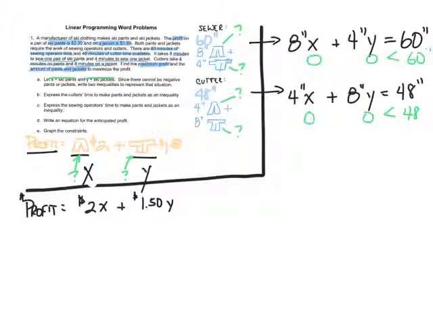In other words, there are 60 minutes of sewing time available. So I can change this a little bit to be also equal to. So the number of pants cut and the number of jackets will be less than or equal to 48 minutes. So I've got a couple of inequalities.